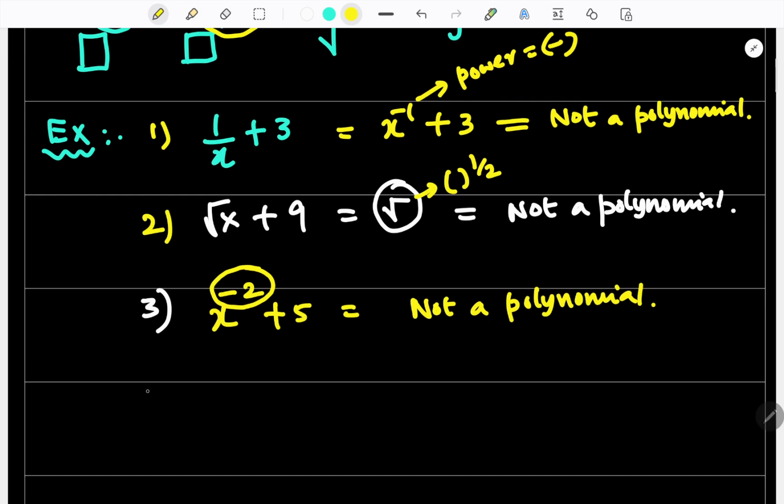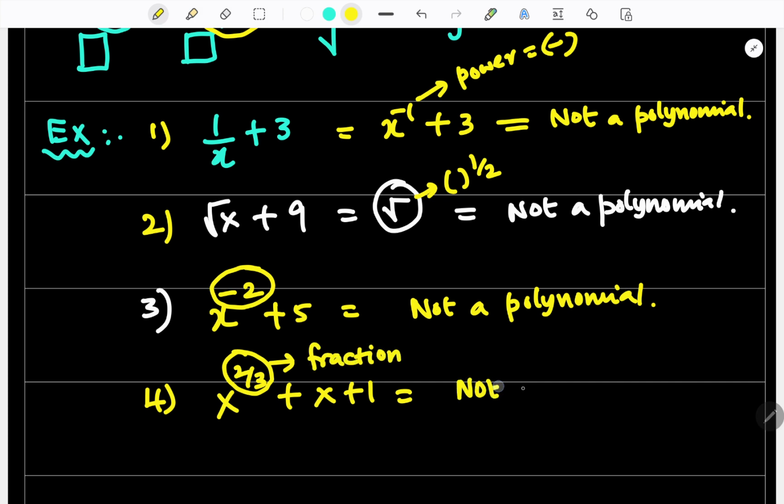Okay, I'll give you one more example, no problem. x to the power of 2 by 3 plus x plus 1. Okay, see here the power is what? It's a fraction. So if it is a fraction, it's not a polynomial. Clear all of you? So very simple.